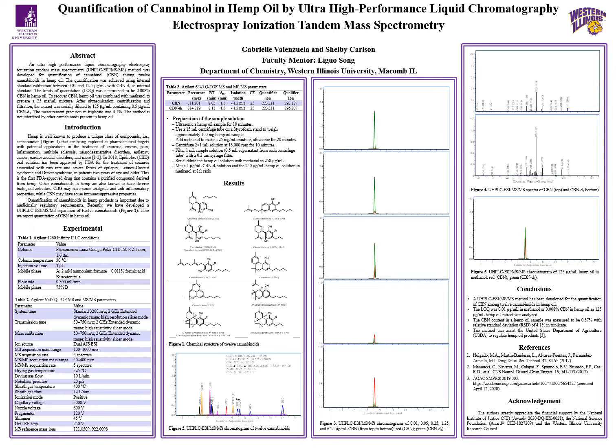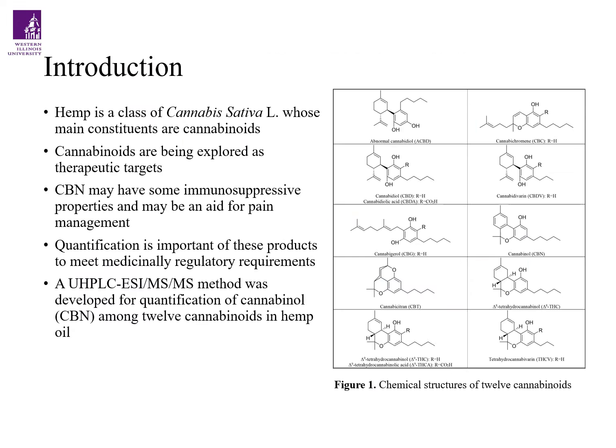Now let's get into a little bit of background information on this project. Hemp is a class of cannabis whose main constituents are cannabinoids, and these cannabinoids are being explored as potential therapeutic targets due to their affinity for certain receptors and ligands in our endocannabinoid system. Cannabinol, or CBN, is our main focus of the study as it possesses immunosuppressive properties and can be an aid for those who suffer from chronic pain. Now, quantification of these products due to their medicinal uses is important in order to meet medicinally regulatory requirements. Therefore, we have developed a reliable and accurate method in order to quantify CBN among 12 cannabinoids in hemp oil.